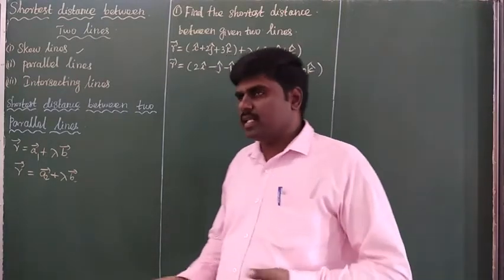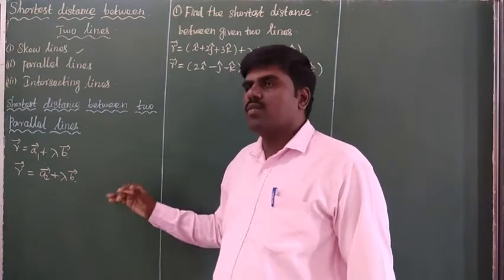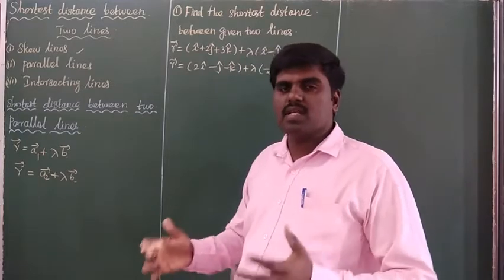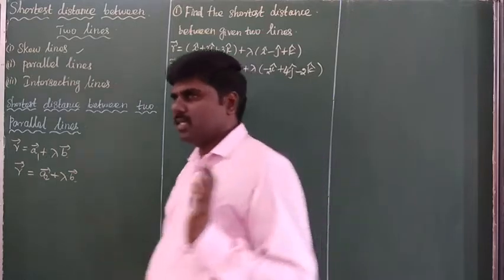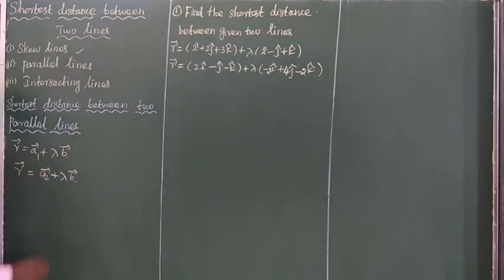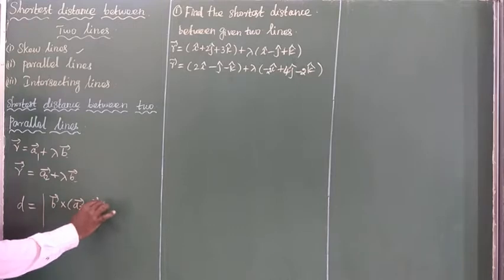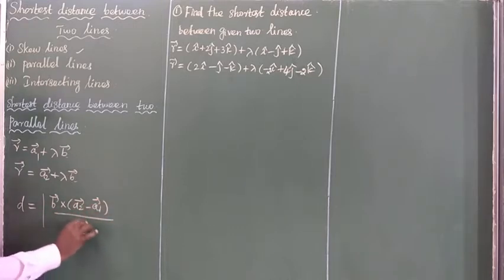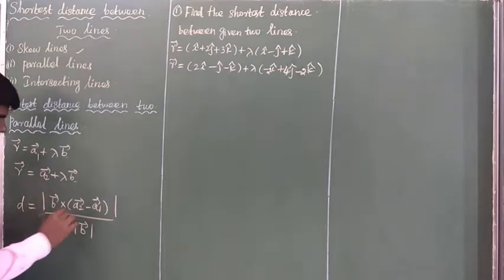We will discuss this in the vector algebra topic also. So here two lines are given in vector form. How to find the shortest distance between the two parallel lines? Is it clear? You see the simple result. The distance d is equal to the magnitude of b vector cross a2 vector minus a1 vector, divided by the magnitude of b vector. Is it clear? What's the meaning? Simple.